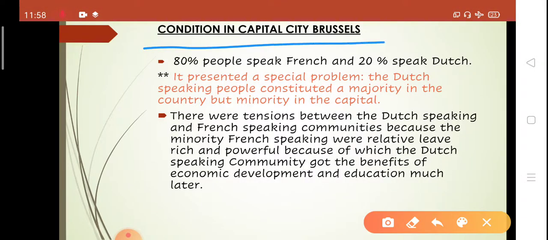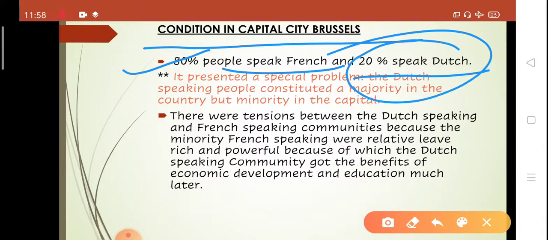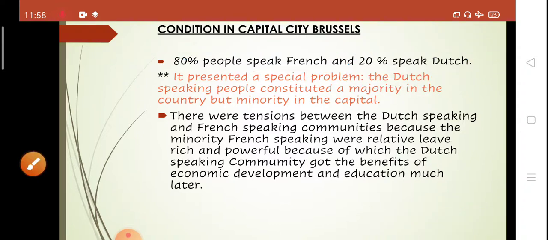So, the condition in the capital city Brussels. What was the situation in Brussels? It was 80% people speak French and 20% speak Dutch. So if you compare it with the previous image, we knew that the Dutch speaking people were the majority in the country. But we see that in the capital city Brussels, Dutch were a minority. So this was a special problem.